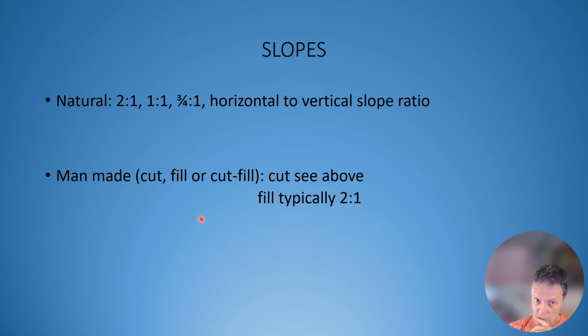Now, man-made slopes, whether they be cut slopes or fill slopes, we want to typically design them at 2-to-1. It's not a great idea to design and build an artificial fill slope at any steeper than 2-to-1. So that introduces a safety factor at a 2-to-1 ratio.